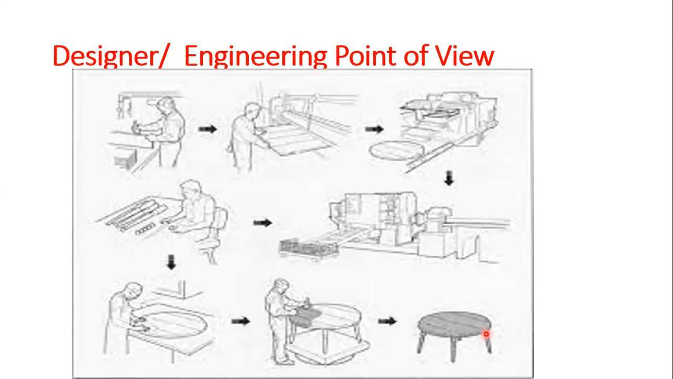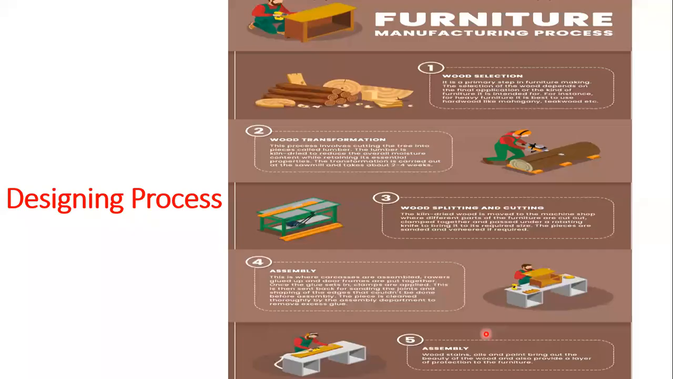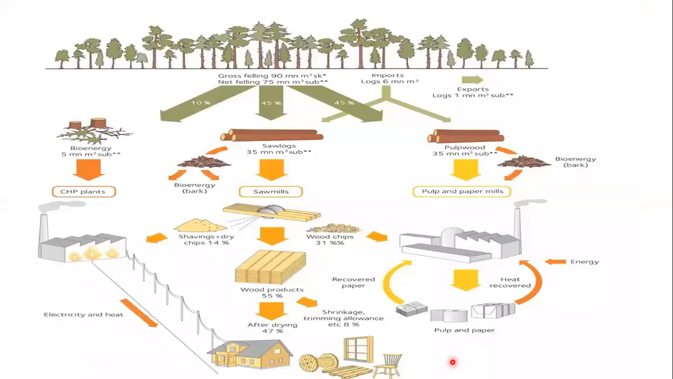Similar thing is, let's have another example, from an engineering point of view. The furniture. Here, the designing process. Step 1, wood selection. Step 2, wood transformation. Step 3, wood splitting and cutting. Step 4, assembly. Step 5, assembly, and finally you get the furniture in the end.